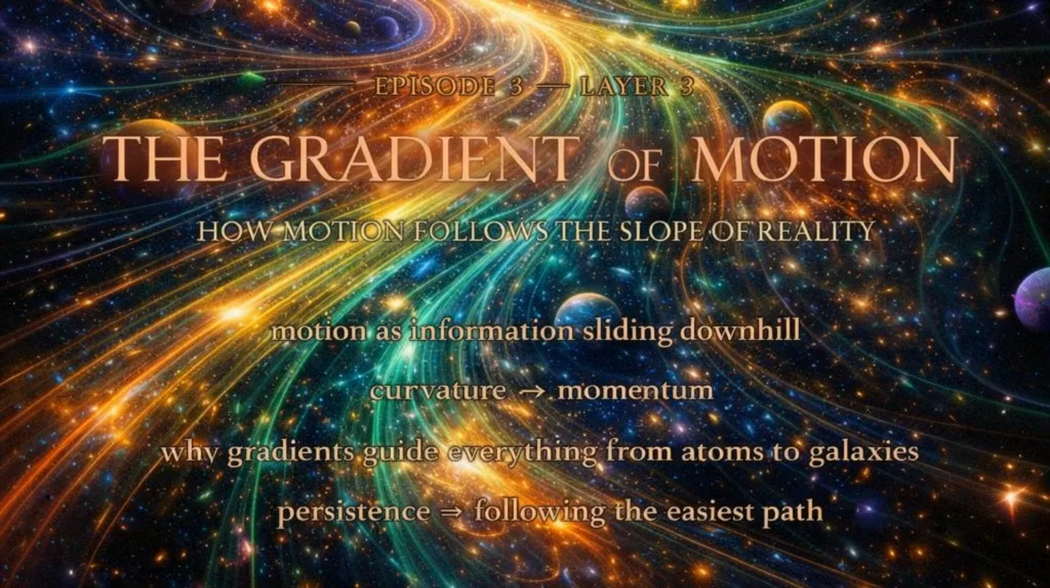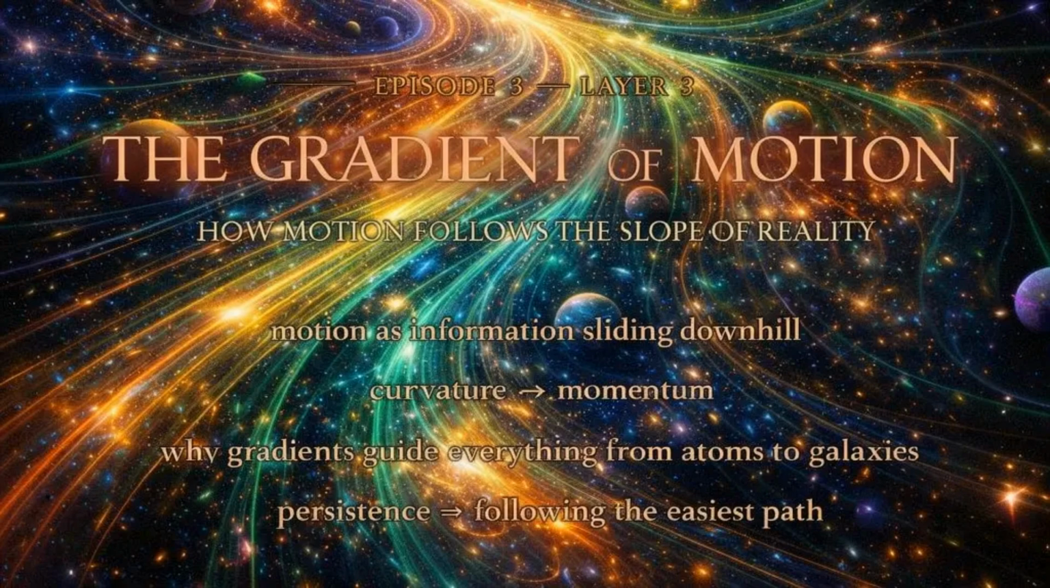Light curves around stars not because the star reaches out and tugs it, but because the geometry around the star is shaped like a funnel. Planets orbit suns for the same reason. They are not held in place by a rope called gravity. They are sliding along the curved paths created by space-time. In Layer 3 language, momentum is simply information responding to curvature.